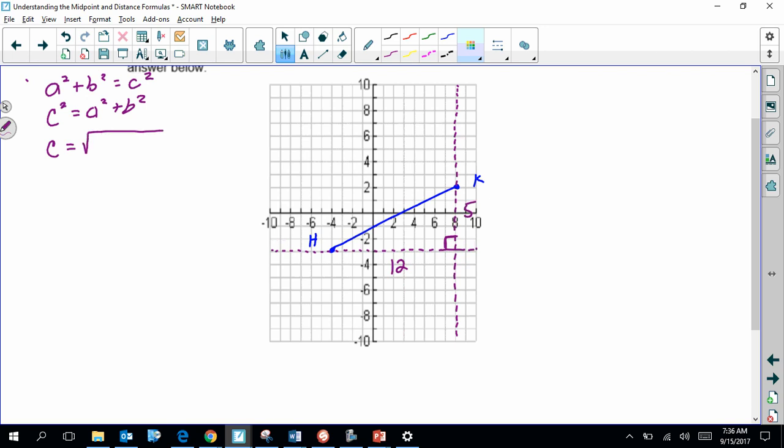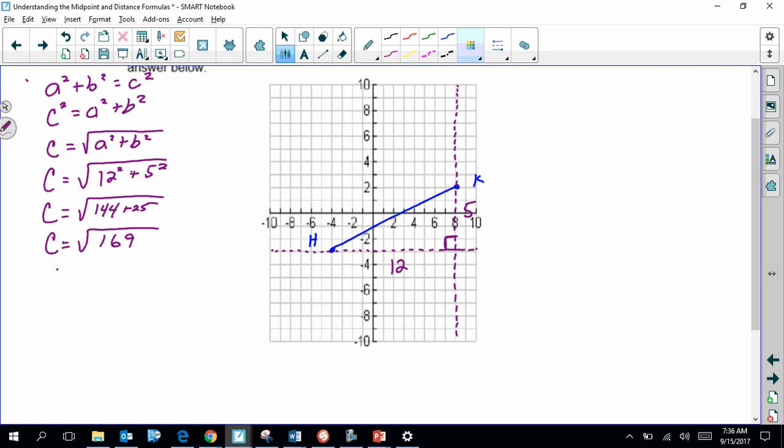So I'm going to take the square root of both sides and do like that. So working here, I'm going to say the square root of 12 squared plus 5 squared will give us the square root of 144 and 25, which gives me 169 underneath the square root, and 169 is a perfect square, so I can say in this case segment HK would be 13 units long.